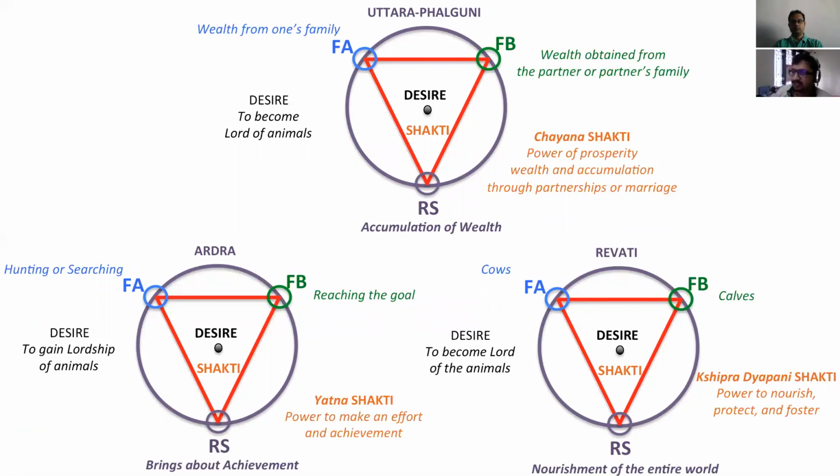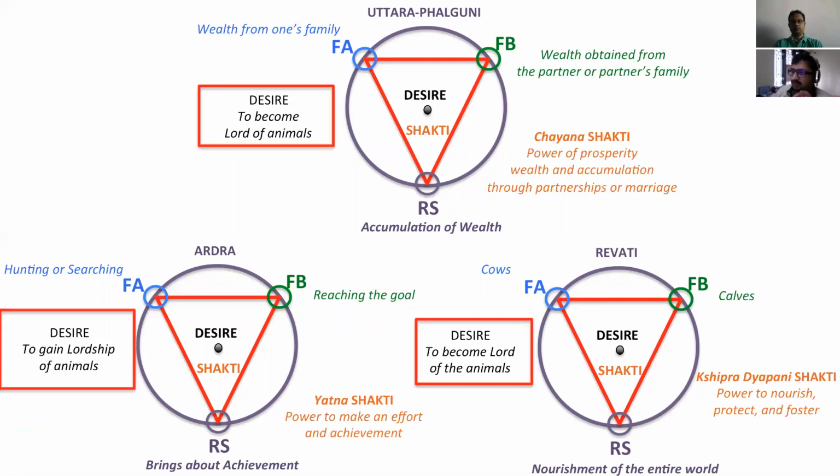Why am I highlighting these three nakshatras? Because all three nakshatras have the same desire. Uttara Phalguni has the desire to be animals. Ardra has the desire to gain lordship of animals. Revati has the desire again to become lord of the animals. So the lordship of animals theme is clearly present in these nakshatras.